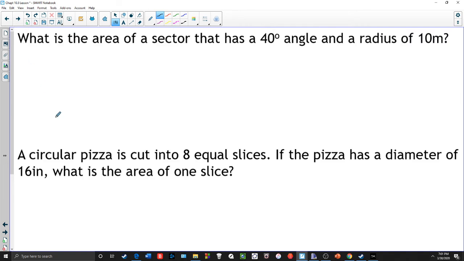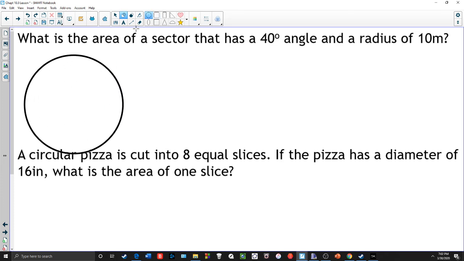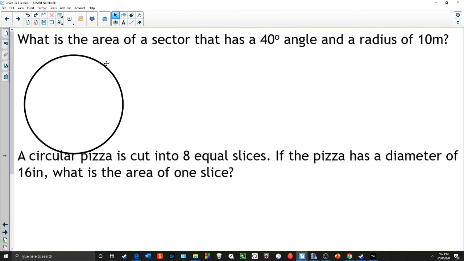So let's take a look at one. Area sector, there's a 40-degree angle and a radius of 10. So let's draw it out here. Oh, that's really ugly. Actually, I have a tool here, don't I? Let me try to be productive here. There we go. So that's a nicer circle than I could ever draw.